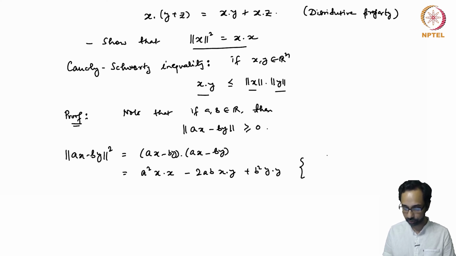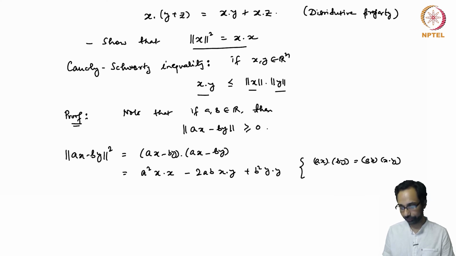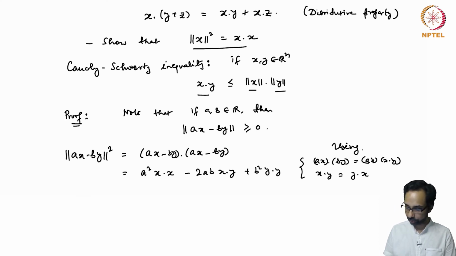Here you have to use that ax · by equals ab x · y. That's one thing. And also that x · y is equal to y · x. So we use these two properties here. And now what we are going to do is just plug in some particular values of a and b to get our Cauchy-Schwarz inequality.